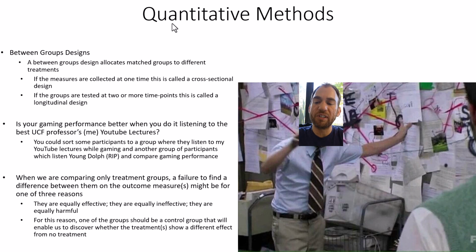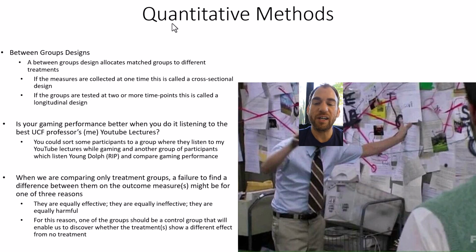So ultimately, between groups means we're comparing whatever outcome between groups. In our case, we're trying to measure how well your gaming performance is between two groups. One group is gaming while listening to my lectures. The other group is listening to Young Dolph while gaming. Then you look at how well they did. Say they're playing Call of Duty: how many kills, how many deaths did they have?